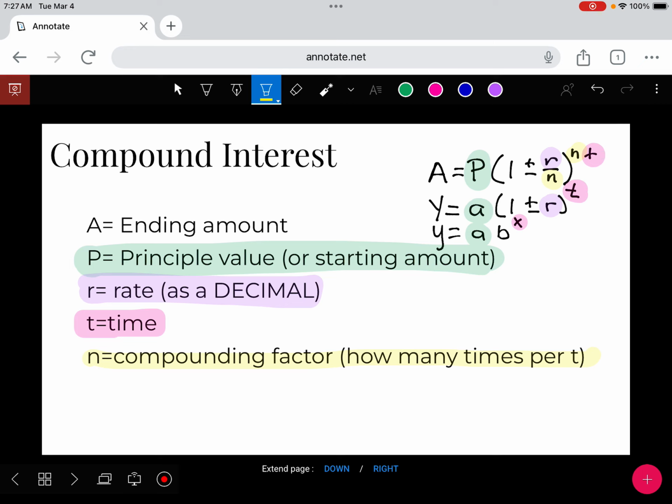Or it would be compounding weekly, and we'd figure out how many weeks are in a year. So it would be 52. So it's going to be a piece of information that's in our equation.